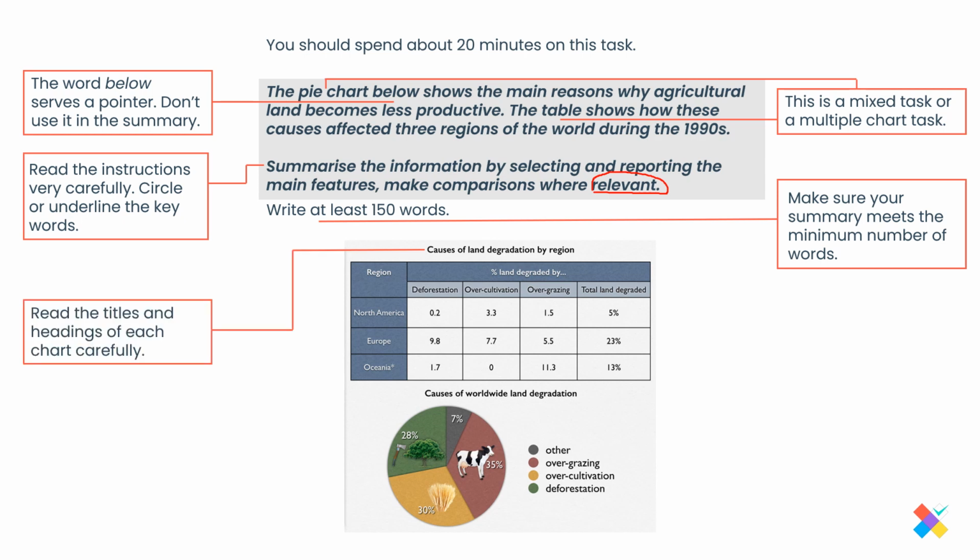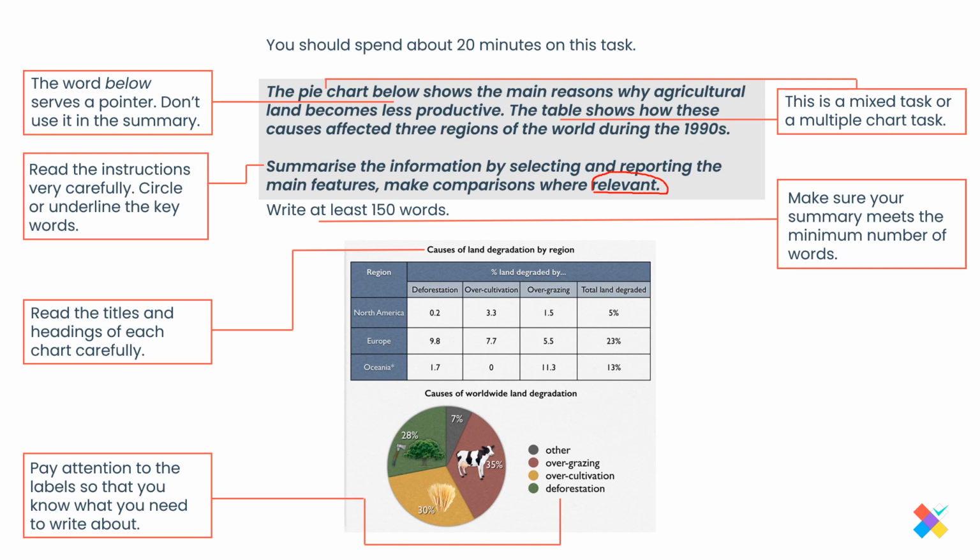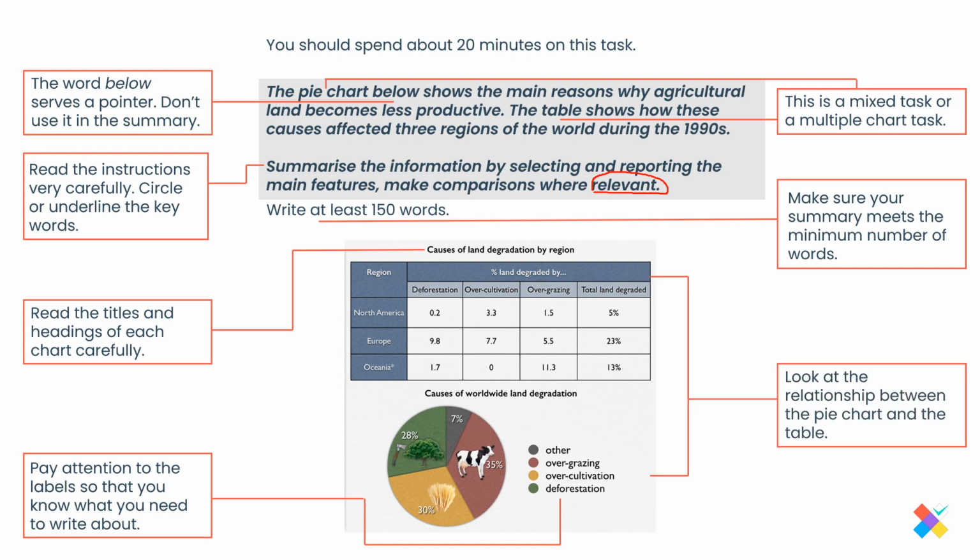Okay? It's also very important for you to read the titles and the headings of each chart. Causes of land degradation by region, and then you have causes of worldwide land degradation. And then the labels. Here you have it pretty and nice in colors, but unfortunately the exam is going to be very dull, black and white. However, if you're taking the paper-based exam, you can scribble, you can doodle, you can highlight, you can do whatever helps you to identify the information more carefully, more easily. Okay?